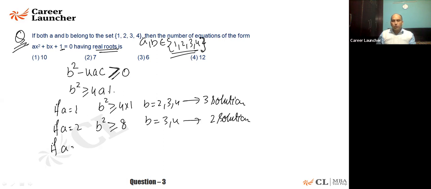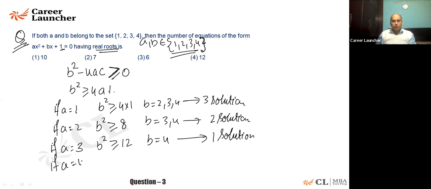If I say a is equal to 3, because you can take the value of a, b, c as 1, 2, 3, 4, so I am saying b square is greater than or equal to 12. I'll say b can be only equal to 4. That is one solution. So what if a is equal to 4? I'll say b square is greater than or equal to 16. I can say b is equal to 4. Again, one solution. How many total solutions? 7 solutions are possible there.